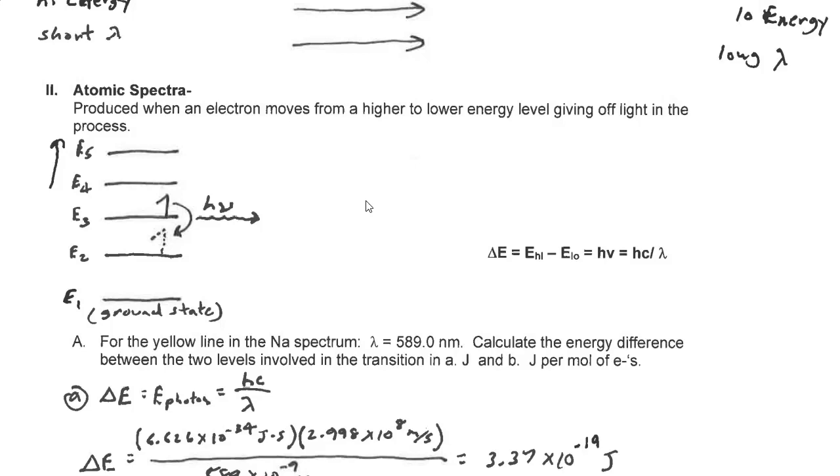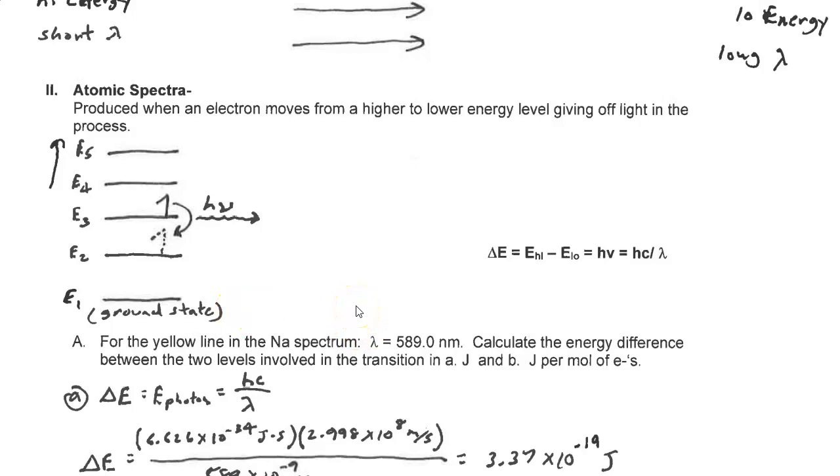The lowest energy that an electron can have in an atom is E1 here, and that's called the ground state. So when you hear the term ground state, that's the same as E1. So an electron in an atom can either have this much energy, this much energy, this much energy, and so on and so forth.